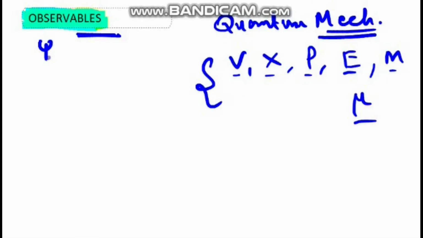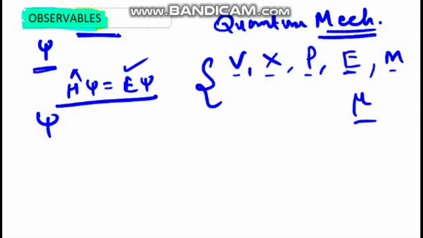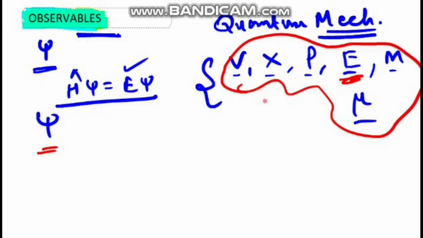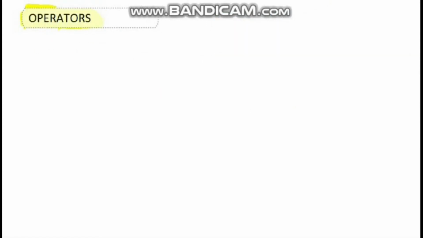Now, moving on, how do we find these observables when all we know is just psi? We know psi from H cap psi equal to E psi. To solve this equation, we must first know E, and after you know E, then you can find psi. And after you know psi, then you can find any of these other things. But how do we do that? Well, the answer is we do that by operators. What are operators? As you have guessed by now, operators are something that takes out the information from psi and gives you the value of the observable.